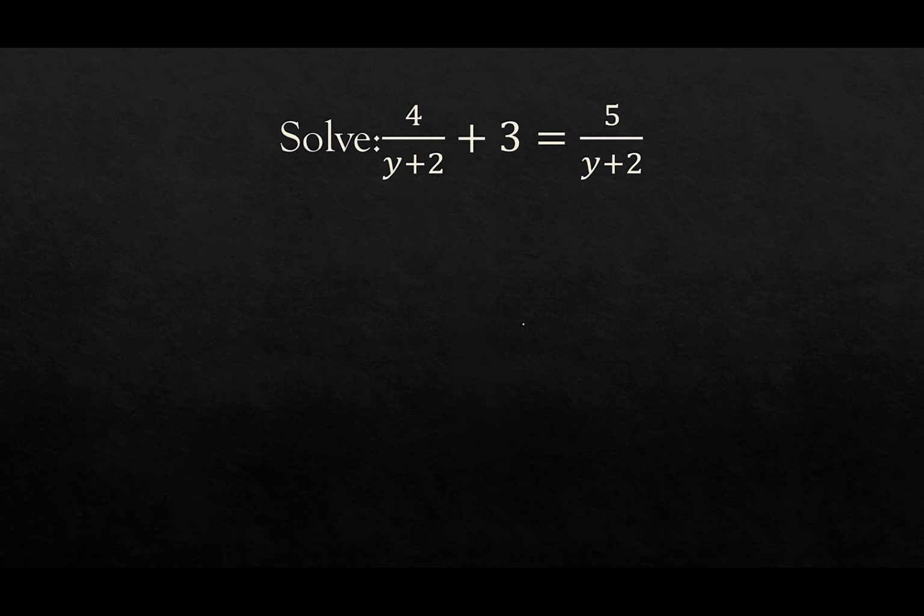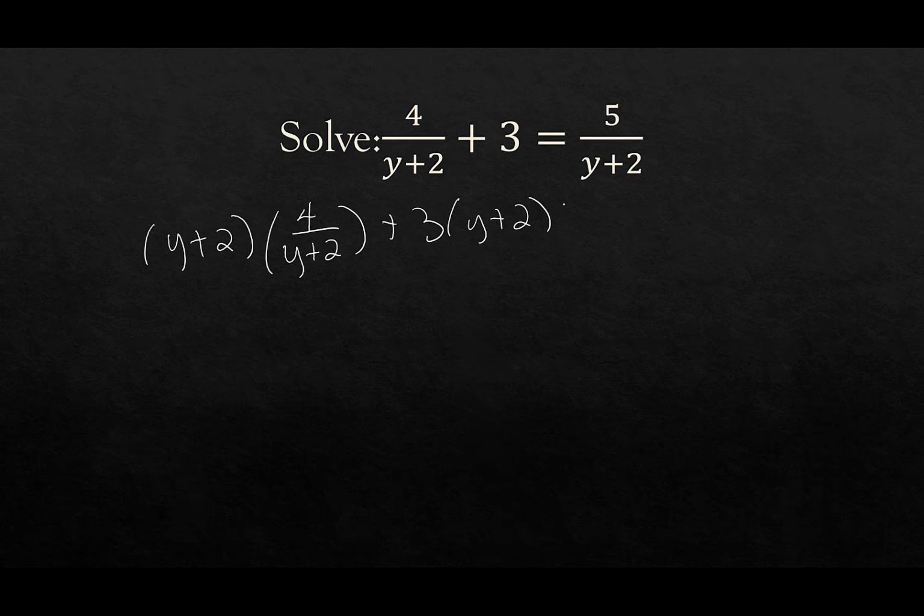To show you it doesn't matter what variable we have, I put in a y, and this time I did y plus 2. So instead of just having a single variable, I have this little expression. I'm still going to use that to multiply. So everywhere here, I'm going to multiply by y plus 2. So y plus 2 over 4 times y plus 2 plus 3 times y plus 2 equals y plus 2 times 5 over y plus 2. So each of the terms, everybody got a y plus 2.